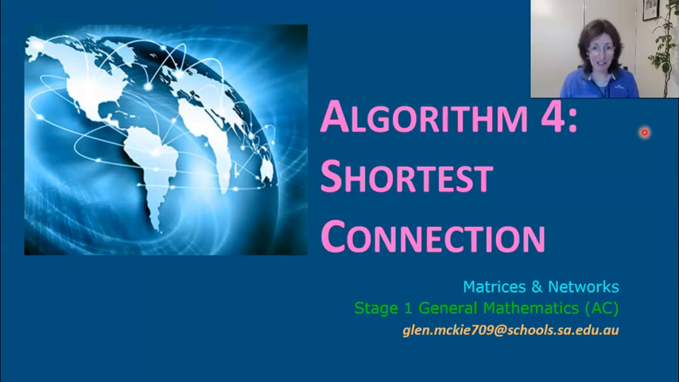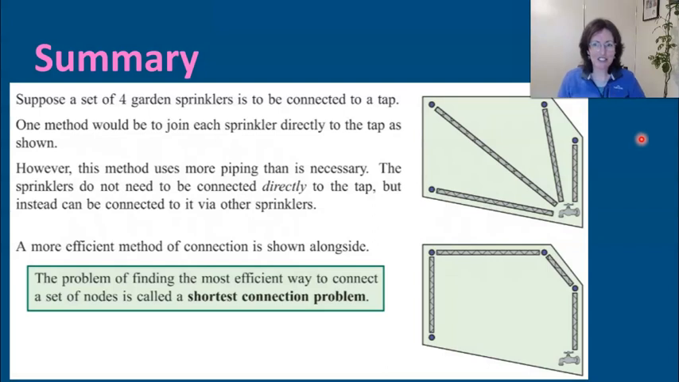In our fourth algorithm here, we're going to work through the shortest connection. Here's a quick little visual to give you an idea of what we're talking about. So imagine that we have a tap and we have 4 garden sprinklers represented there by the nodes, the round sections, and they need to obviously have water going to them. So they need pipes to connect them to the water source.